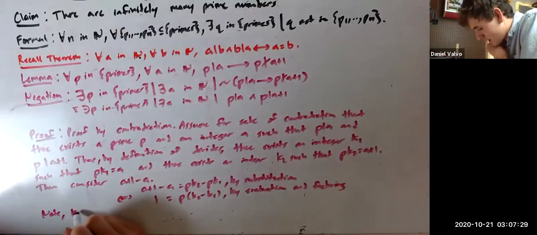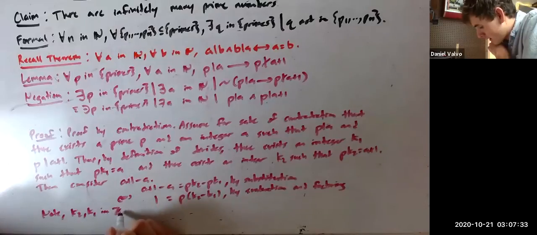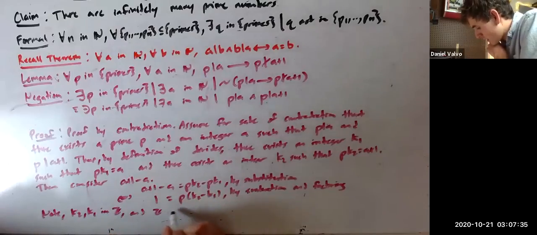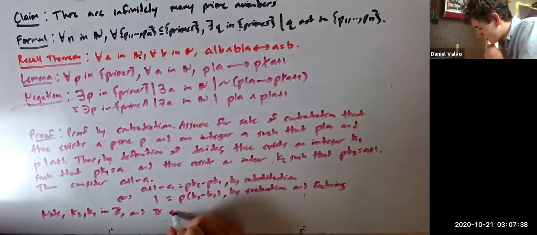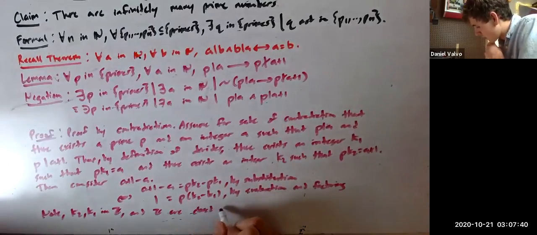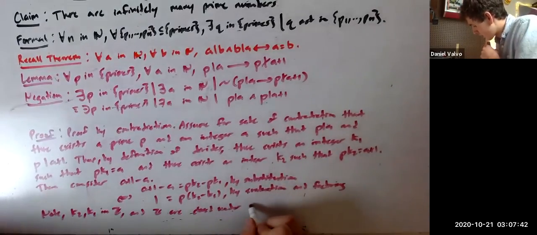that k2 and k1 are in Z, and the integers are closed under subtraction.